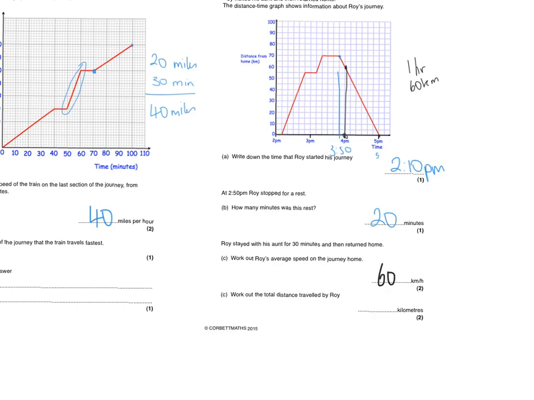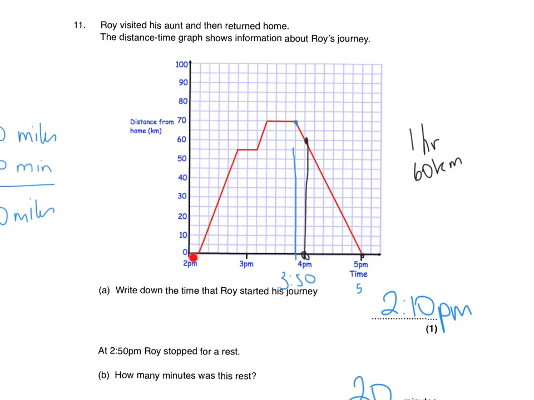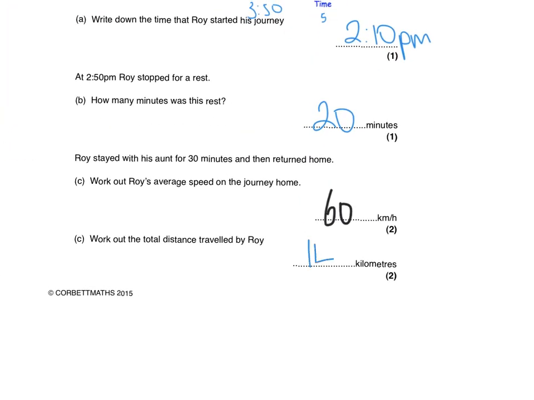Work out the total distance travelled by Roy. Okay, well if we look at this, he starts off at home, which is 0, he travels all the way up to 70, and then he comes back home again. So he travels 70 kilometres there and 70 kilometres back. So in total he travels 140 kilometres.